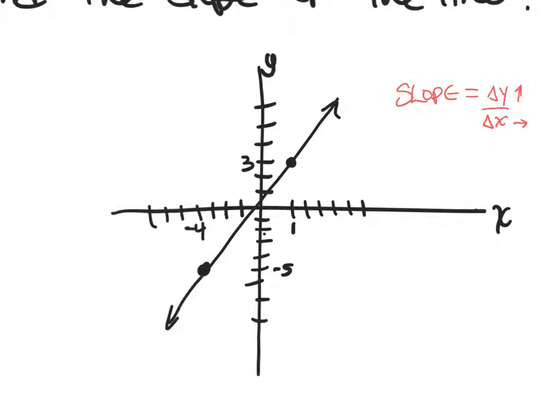I am going to see how much I changed from -5 on the y to 3. You went up 1, 2, 3, 4, 5, 6, 7, 8. So you went up 8. And you ran to the right, you went from -4 to 1. You went over 1, 2, 3, 4, 5 to the right. So the slope of this line is 8/5.